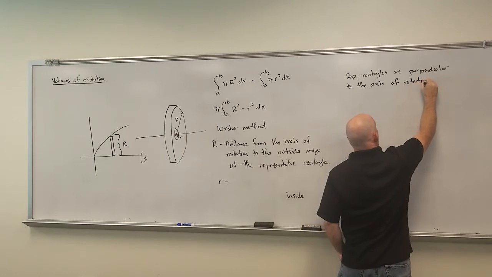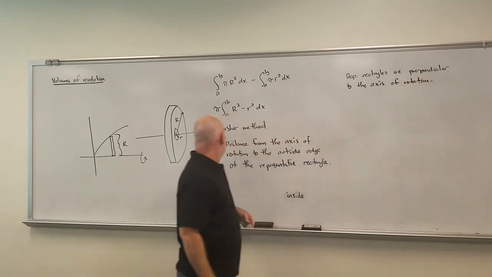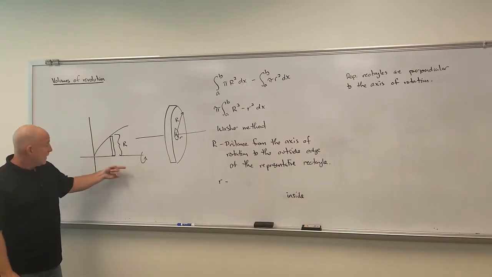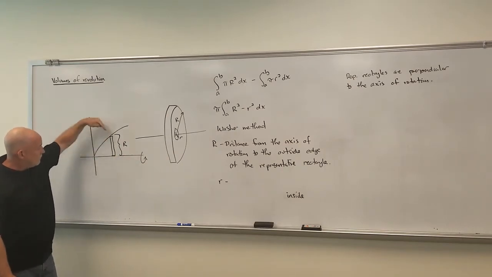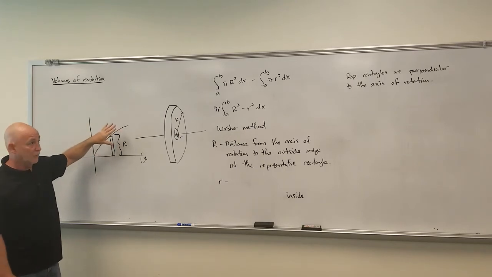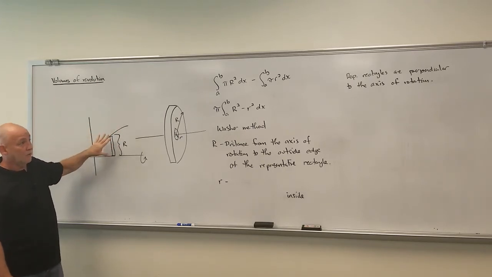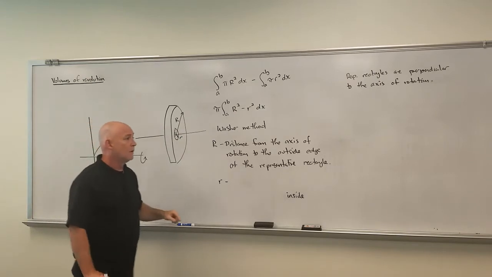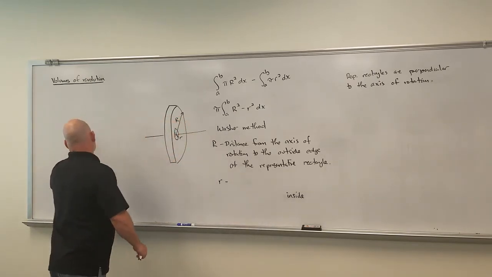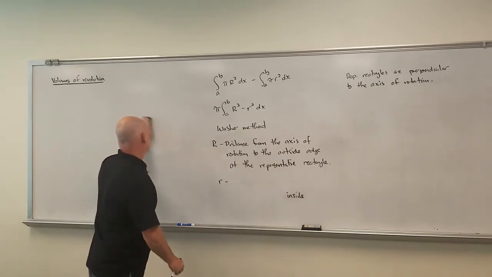All right, for the washer method, as you see here, our axis of rotation was the x-axis, and our representative rectangle ended up being perpendicular to it. We're going to use another method a little bit later on where it's not perpendicular, so that's important for this method. All right, let's try a real quick example, a couple of quick examples of this.